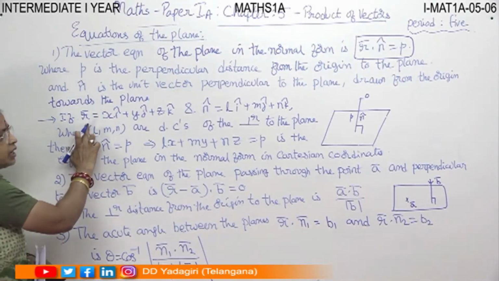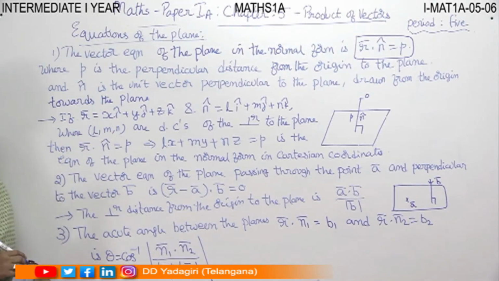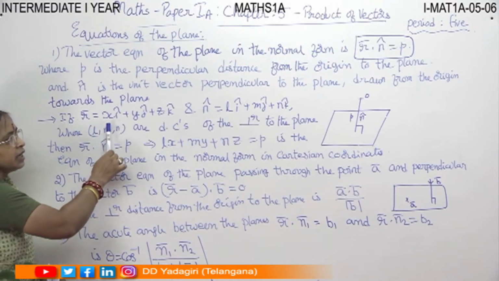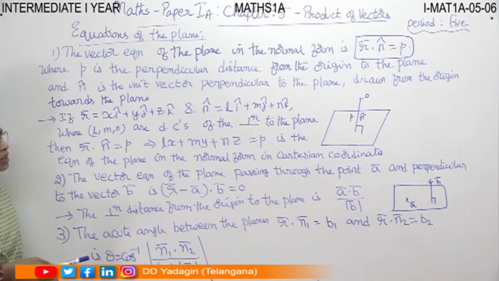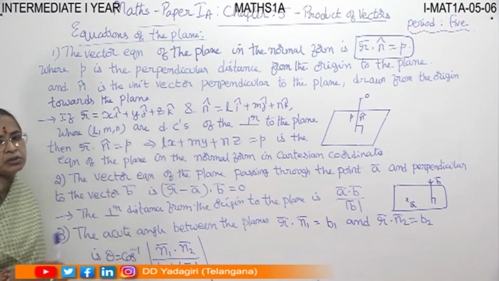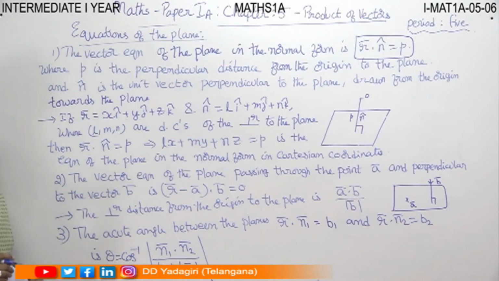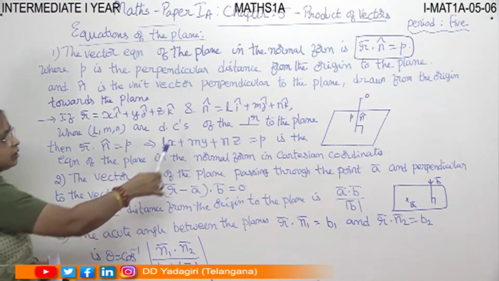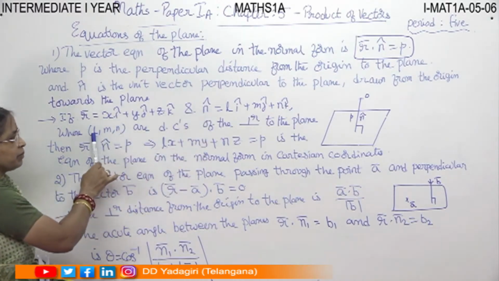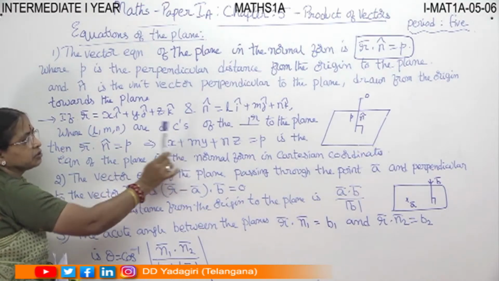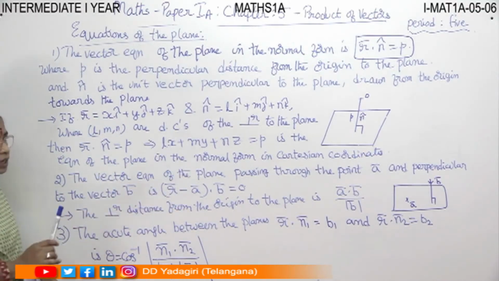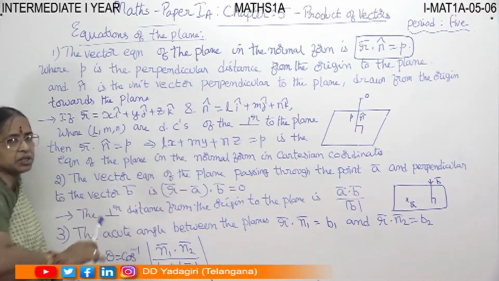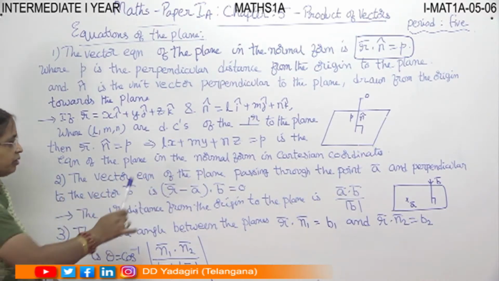Now if you take R as the variable vector in terms of Cartesian coordinates, xi plus yj plus zk, and then take the direction cosines, you learn about all these direction cosines in 3-dimensional coordinate geometry in 1B paper, direction cosines of the perpendicular. Then you will get the equation in this form. There also you will learn about this equation of plane in the normal form.